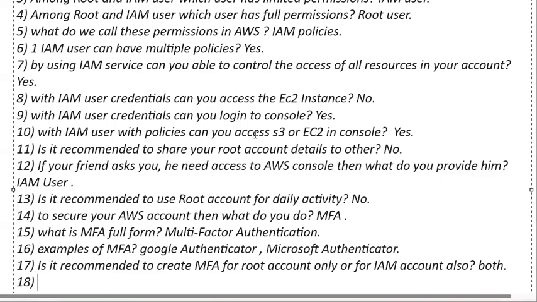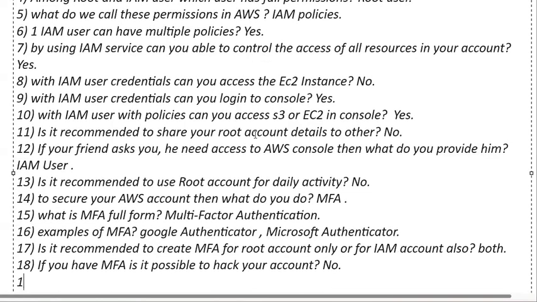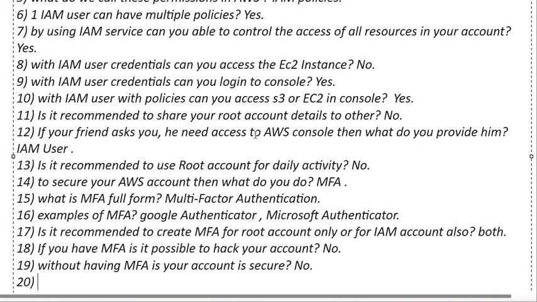If you have MFA, is it possible to hack your account? No, right? It is not possible to crack the OTP or password, the validation part, within a few seconds. Even for hackers, it is very difficult to hack that within a few seconds. Without having MFA, is your account secure? The answer is no. Your account is not secure without having MFA. So let's move on with another question.